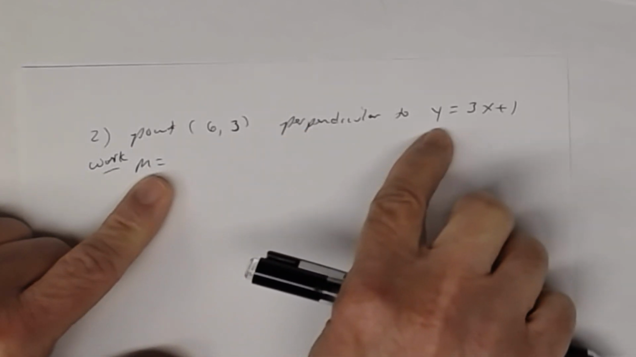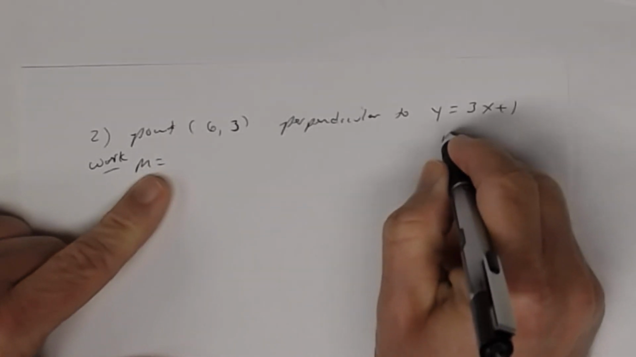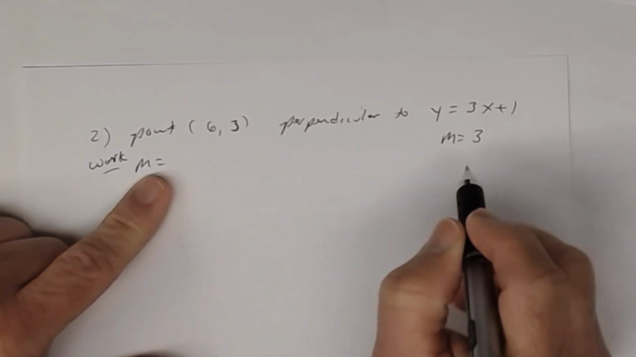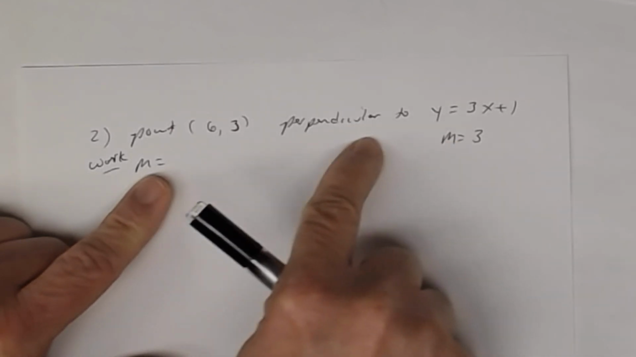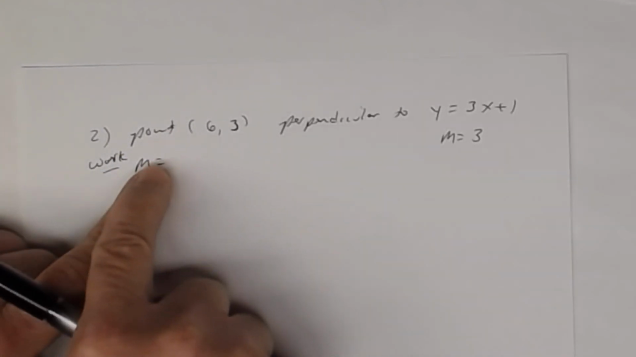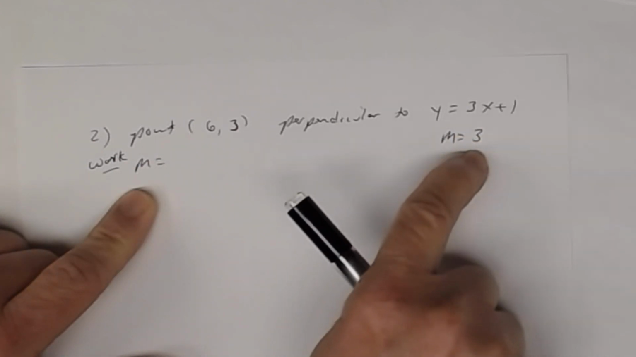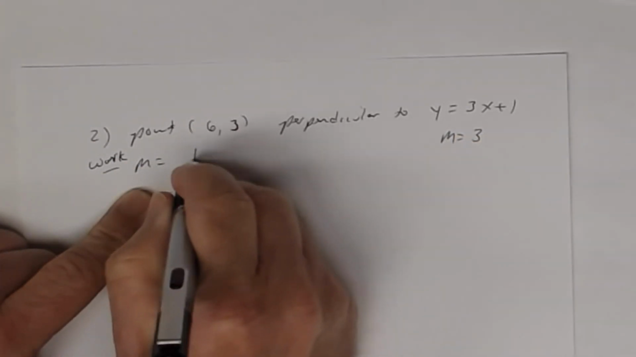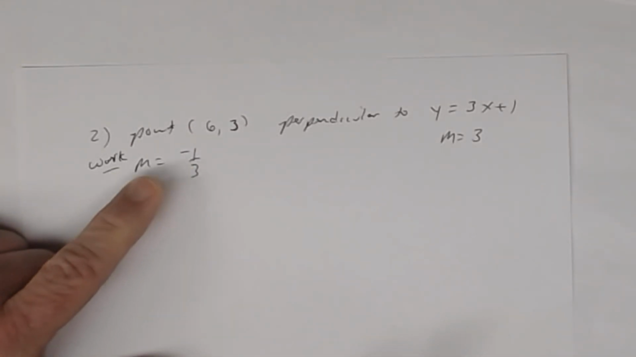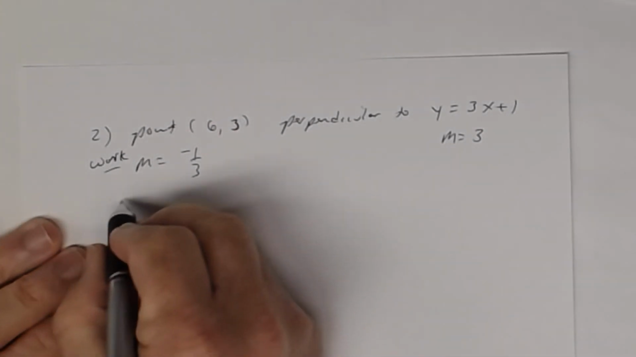Well, this is in slope-intercept form. So right away you know the slope. So since this is in slope-intercept form, the slope here is 3, right? The coefficient of x. Well, if this line is perpendicular to this line, then the slope of this line has to be the opposite reciprocal of this one. So the reciprocal of 3 is 1/3, and this is positive, therefore this must be negative. All right? So the slope of that line is negative 1/3.